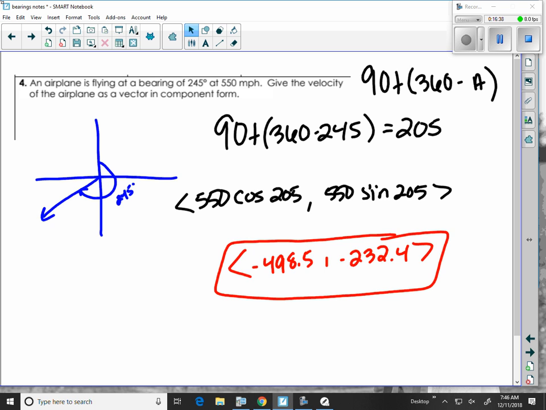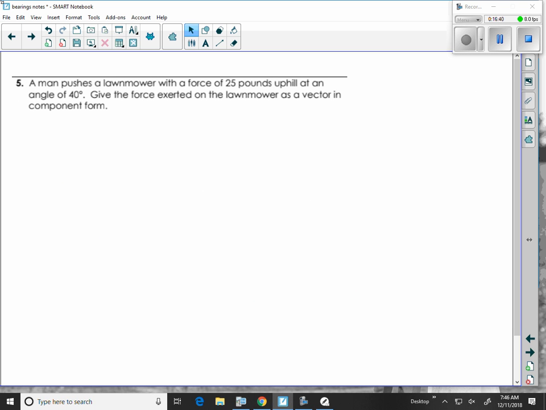All right, next one. If a man pushes a lawnmower with a force of 25 pounds uphill at an angle of 40 degrees, give the force exerted on the lawnmower as a vector in component form. Let's go ahead and draw this.